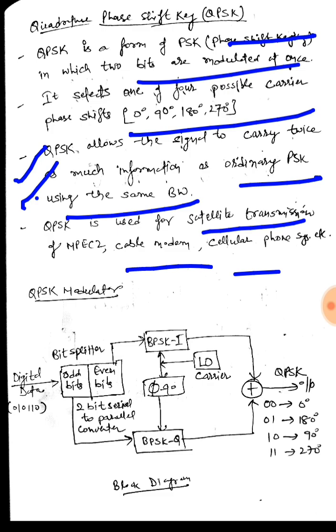So let's see the QPSK modulator first. It is our digital data in the form of binary 0 1 0 1 1, or it can be any bit stream.